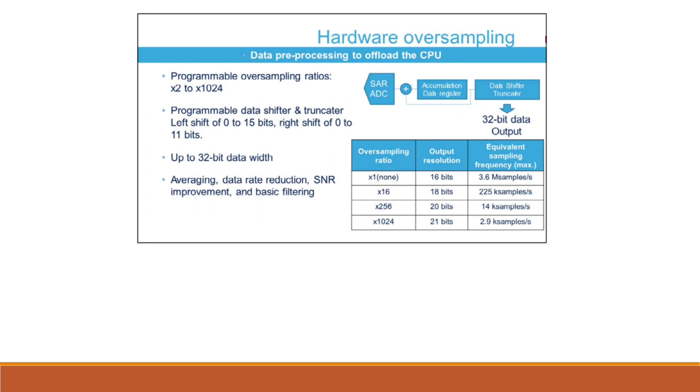See the 32-bit data output. The ADC supports hardware oversampling. It can sample 2 to 1024 times without CPU support, which is very vital, right? We don't need to use any CPU there. The converted data is accumulated in a register, and the output can be processed by the data shifter and truncator. 16-bit data can be extended to be presented as a 32-bit data register. This functionality can be used as an average function or for data rate reduction and signal-to-noise ratio, that is SNR, improvement as well as basic filtering.